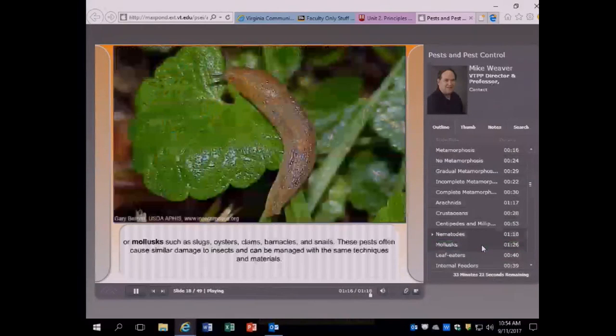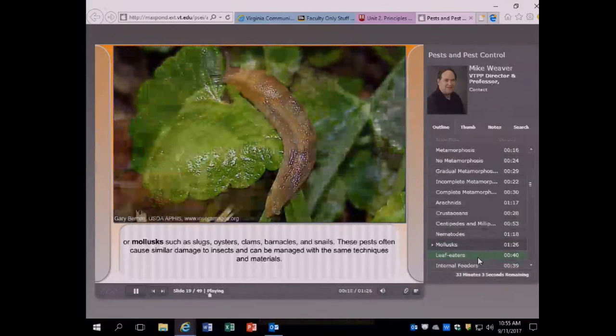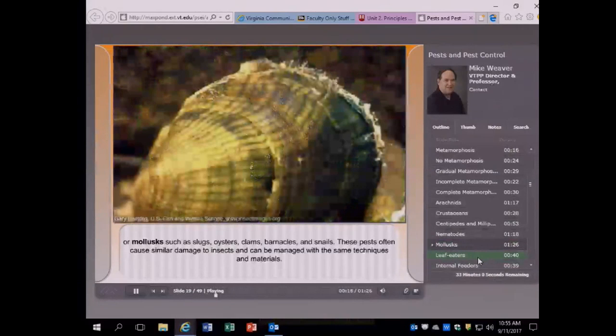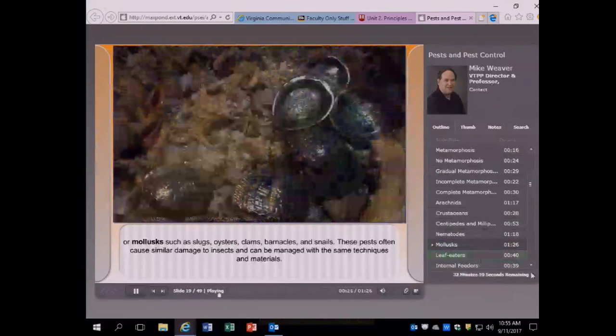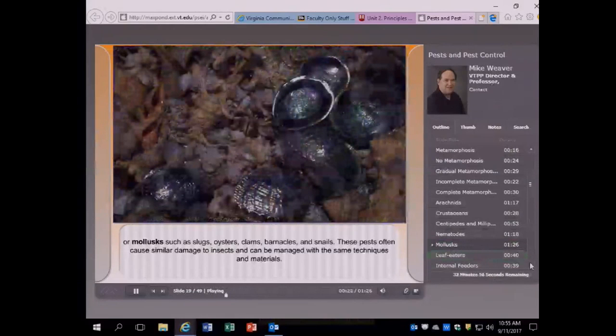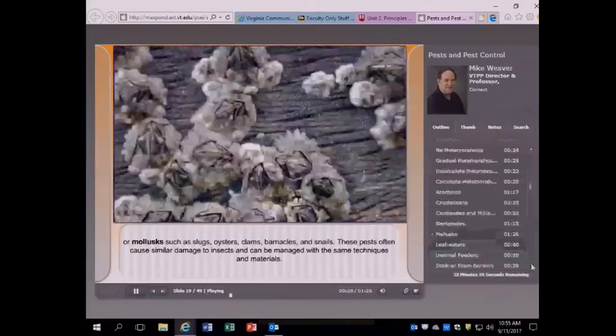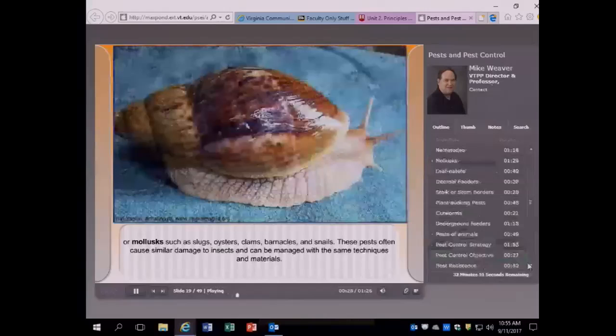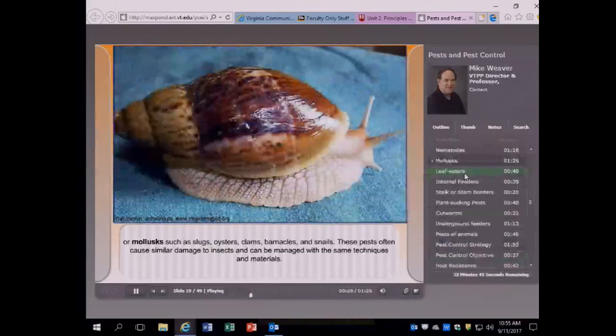The mollusks are another group of insect-like pests, a very large group of land and water animals. They have soft, unsegmented bodies and often are protected by a hard shell. Examples include the slugs, the oysters and clams, the barnacles, and the snails.